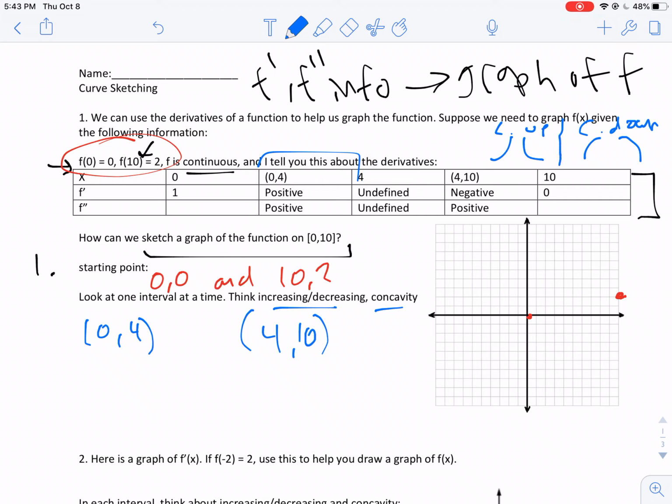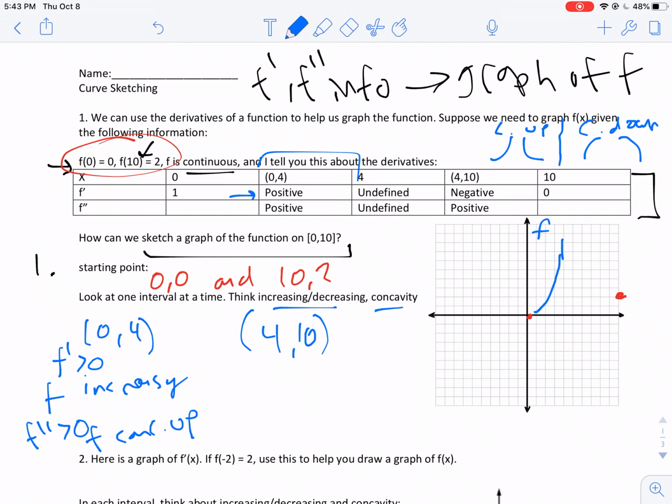Okay, so on 0 to 4, they told me the first derivative is positive. So that means that f is going to be increasing. And again, I'm trying to sketch a graph of f. Also, it tells you that the second derivative is positive, so that tells me f is concave up. So I want to draw from 0 to 4 something that's increasing and concave up. Okay, so increasing and concave up, maybe it looks something like that.